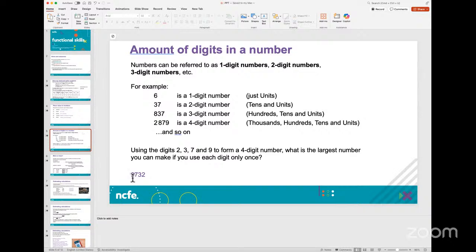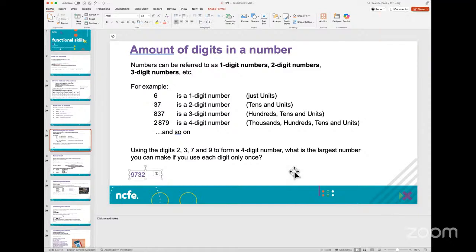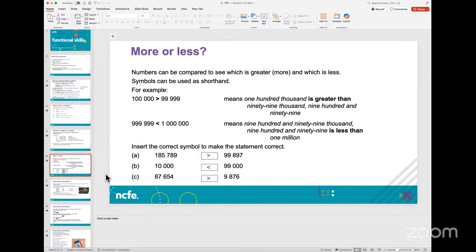So if I tell you how many digits is in this number 9732, any guesses? It's a how many digit number? 4 digits. That's correct. It's a 4-digit number. Very good. So when we look at these kind of questions, there'll be one question that you will definitely get, and that would be to recognize the digit, the value, and the place of the number digit on the number system. Now, when we have numbers, we want to go back to the original topic of approximation and estimate.